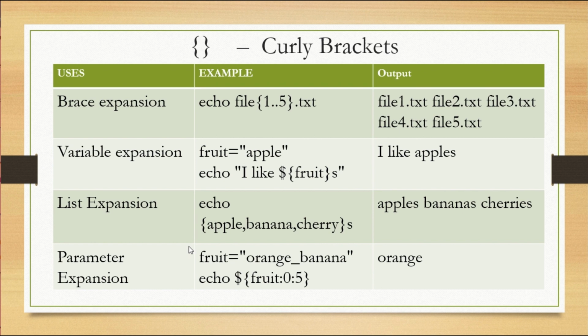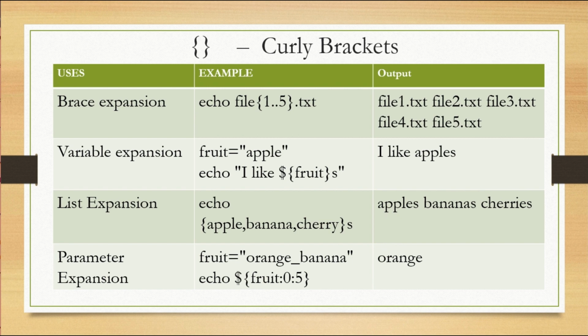The fourth type of the expansion we are going to check is the parameter expansion. In the parameter expansion, you are going to be given a fruit, and then maybe you want to extract the name orange from the fruit value. So we are going to say fruit, colon 0, from the beginning. The O of orange is at 0, and then we're going to count 1, 2, 3, 4, 5. So the word orange is going to be extracted. The output will be orange.